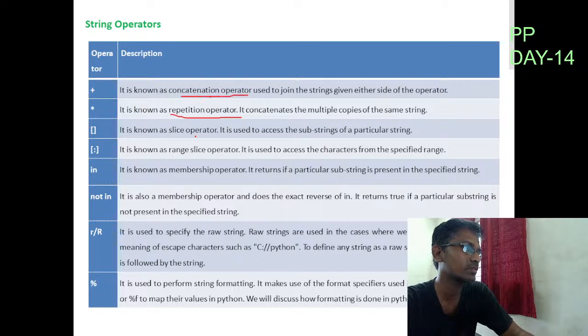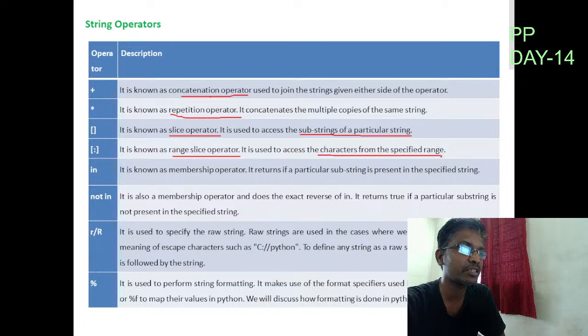Square brackets are also known as the slice operator. By using square brackets, you can access substrings of a given string. Square brackets followed by a colon are called the range slice operator. By using square brackets followed by a colon, you can access the characters from a specified range. That is the meaning of square brackets followed by a colon.